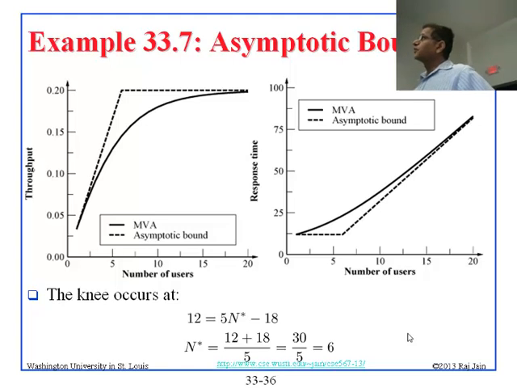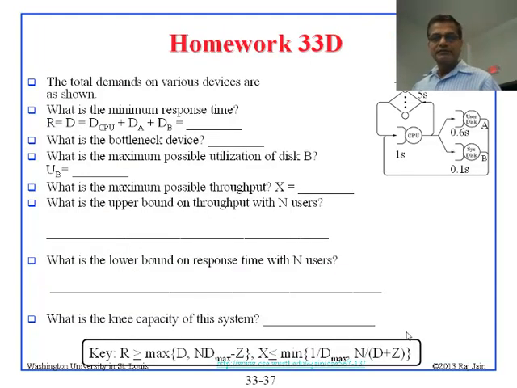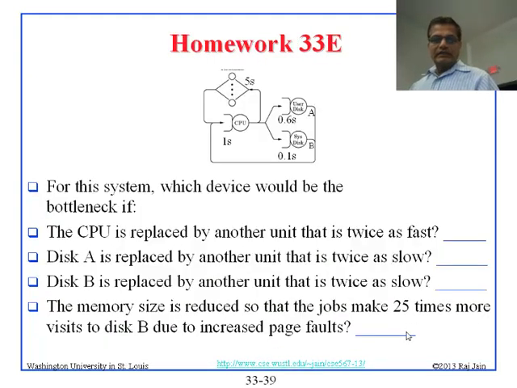And it turns out that at both extremes here, this bound gives you very close to what you had. So you see, the MVA and these are very similar. So at 23, your answer will be very good. All right, so there is a homework again, something similar.